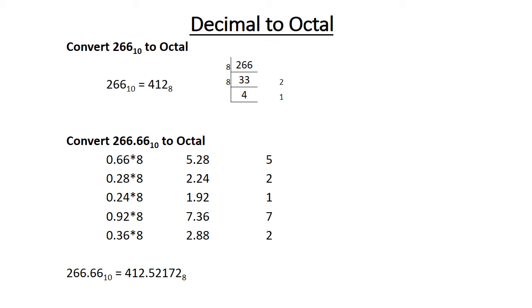Now the fractional part is 0.28. Now 0.28 into 8. That gives 2.24. Again the integer part is written there, 2. 0.24 is taken. So 0.24 into 8. It goes on like that until we get the fractional part as 0. Or otherwise, we have to do the first 5 sections as I told you earlier. So now the answer is 266.66 to the base 10 is equal to the octal number 412.52172 to the base 8.